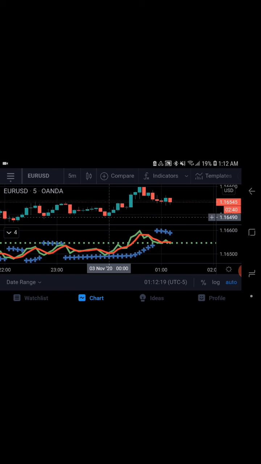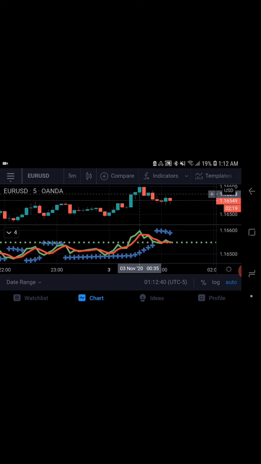The reason that we do this is because we got a cross right here at this candle. Holding it from this candle, because you see the parabolic is at the bottom, that means it's in an uptrend. So from this candle to here is a cross, and from here to here is a cross. That's 2 trades.